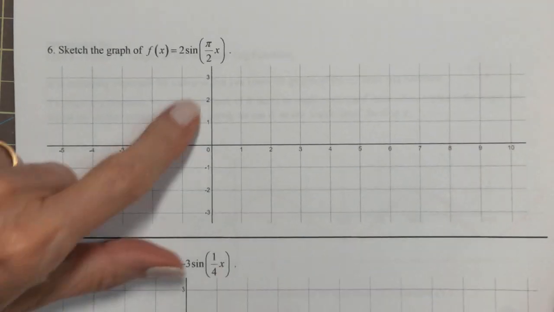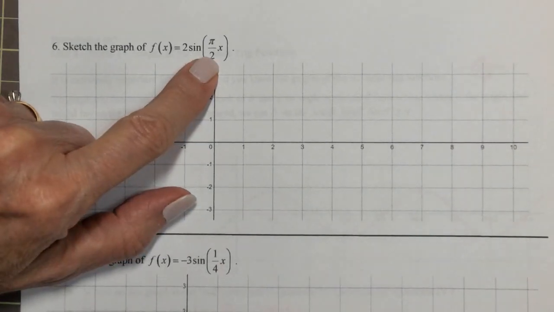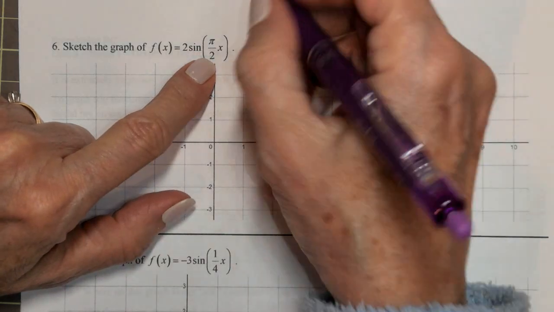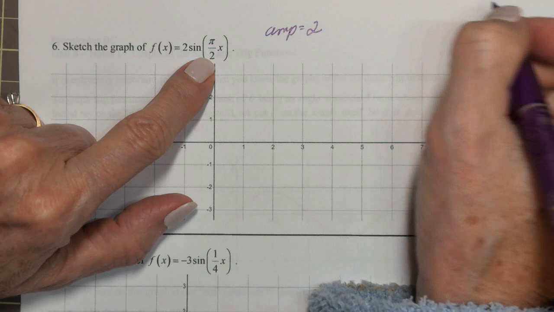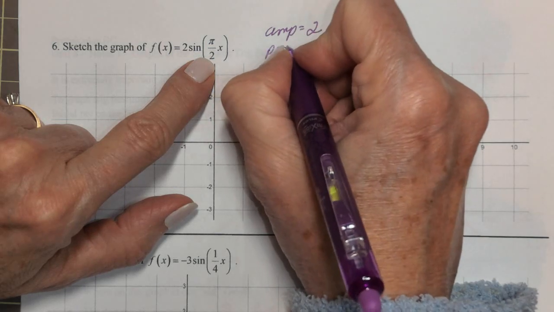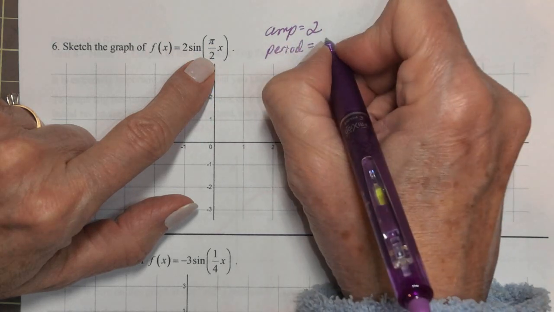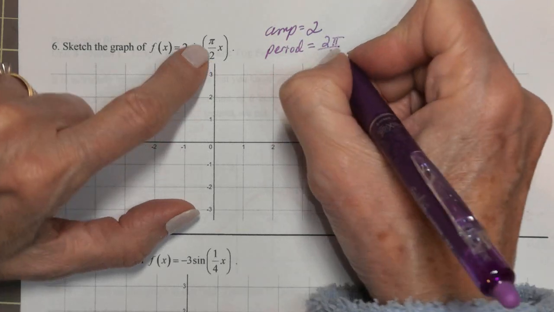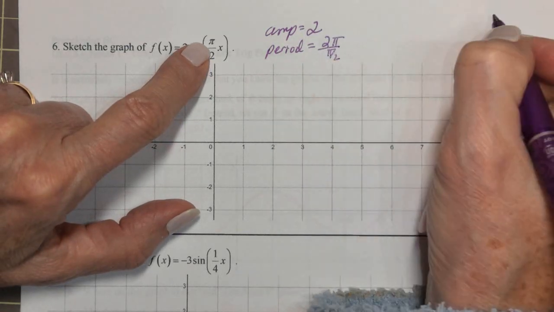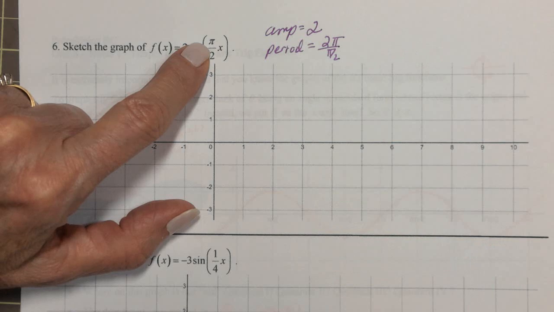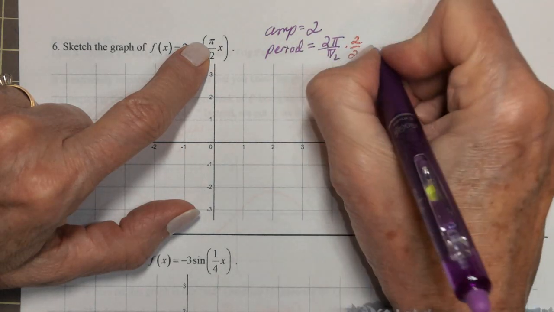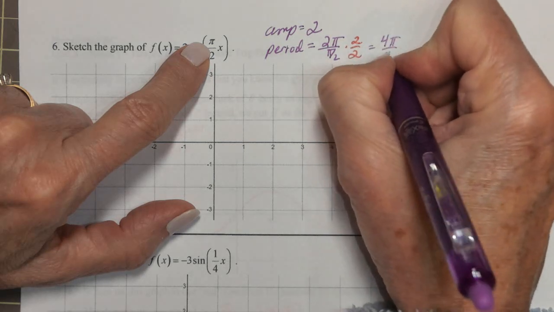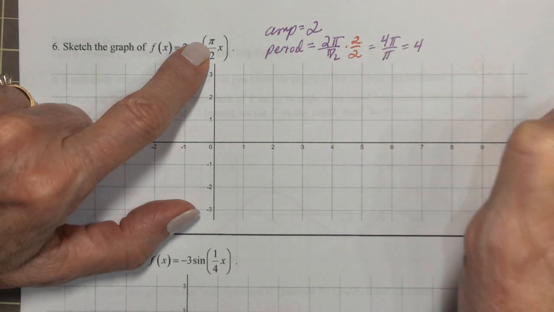Let's sketch the graph of 2 sine of pi over 2x. Amplitude is 2. The period is normal period divided by pi over 2. Multiply top and bottom by 2. And we get 4 pi over pi, which is 4. So the period is 4.